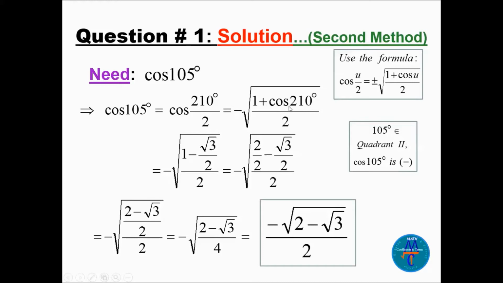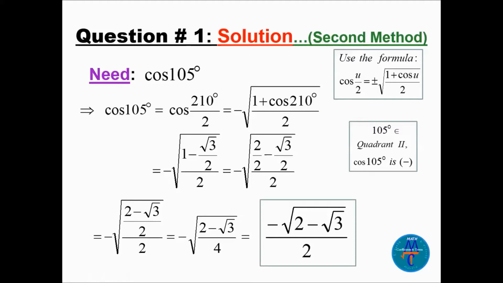We know cosine 210, in quadrant 3, is minus square root of 3 over 2. Replace 1 by 2 over 2. And here we can add the fractions, or subtract: 2 minus square root of 3 over 2. Here, divide by 2, which means multiply by half, the reciprocal. So it will be minus square root of 2 minus square root of 3 over 4. Split the radicals, and then we have 2 in the denominator here. So minus square root of 2 minus square root of 3, over 2. This is answer number 2.